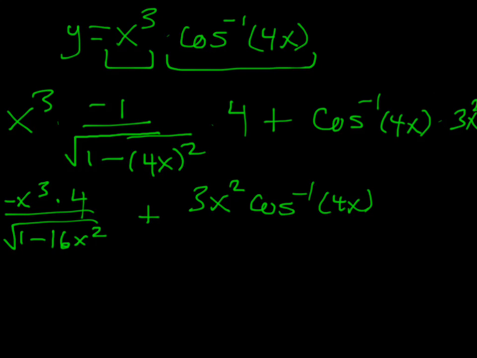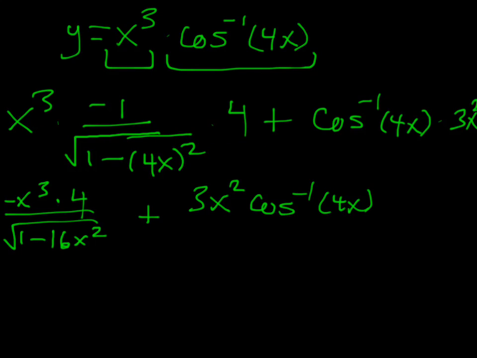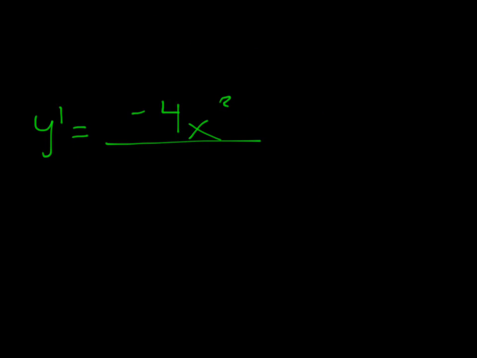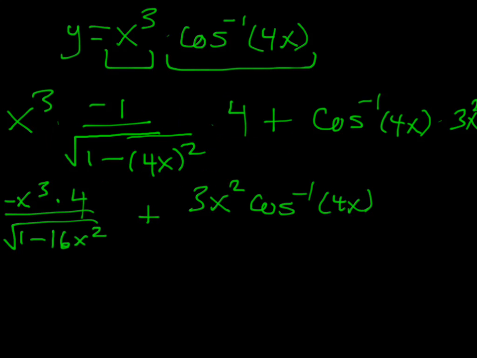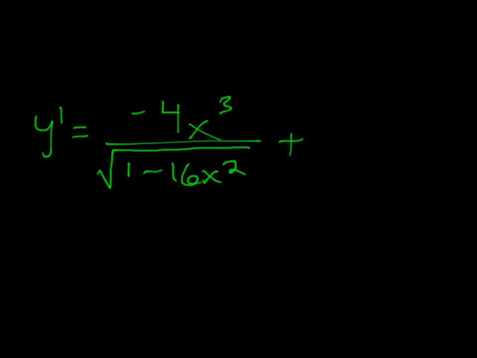And then so my final y prime will look like this. I'll write it on the next page just to give myself lots of space. So y prime is equal to negative 4. Let me just make sure I'm not missing anything. X cubed, of course, all over 1 minus 16x squared, plus then I have 3x squared cos negative 1 of 4x. So there's my final answer.